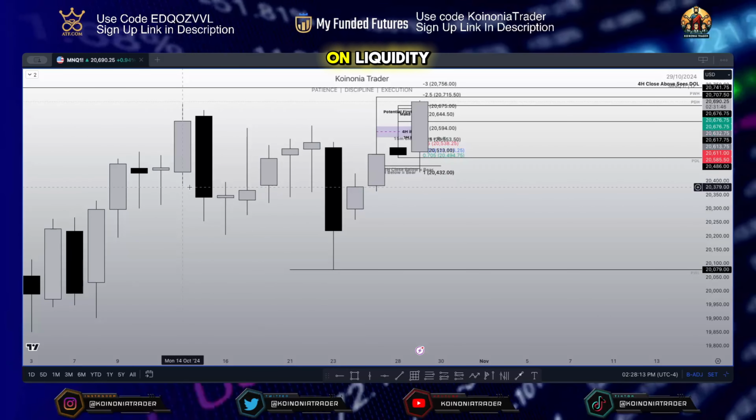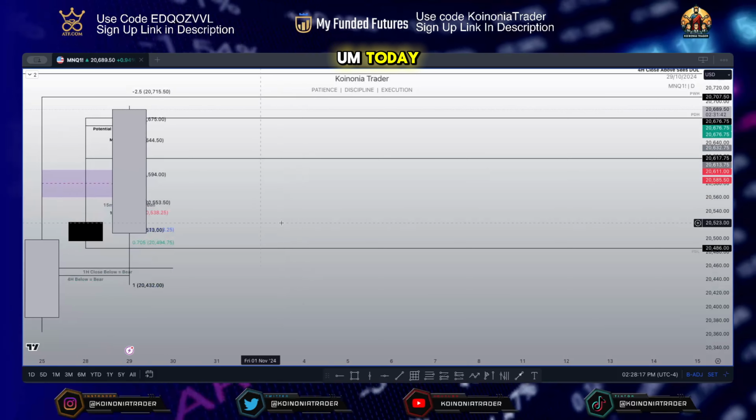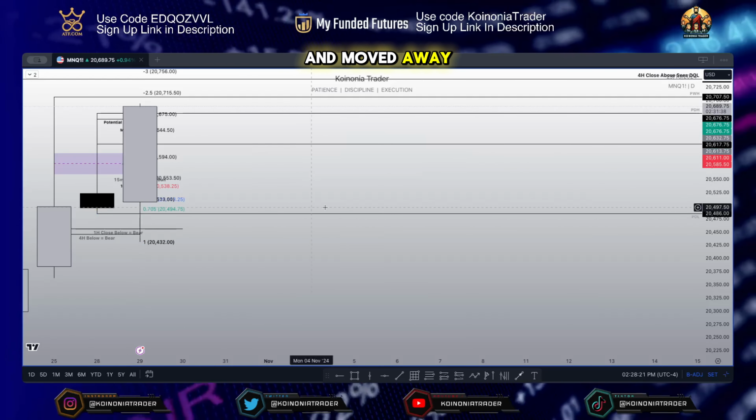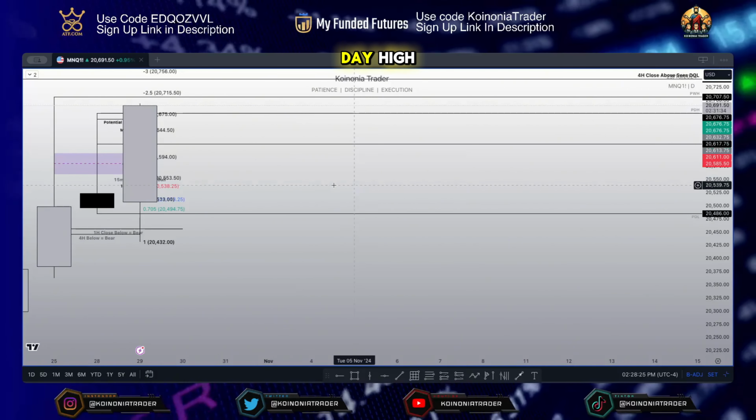Sometimes that could be the draw on liquidity, as you can see here, right? So those are areas of interest. Today, we took out previous day low and moved away from it. So that looked to me like we were going to hit previous day high.